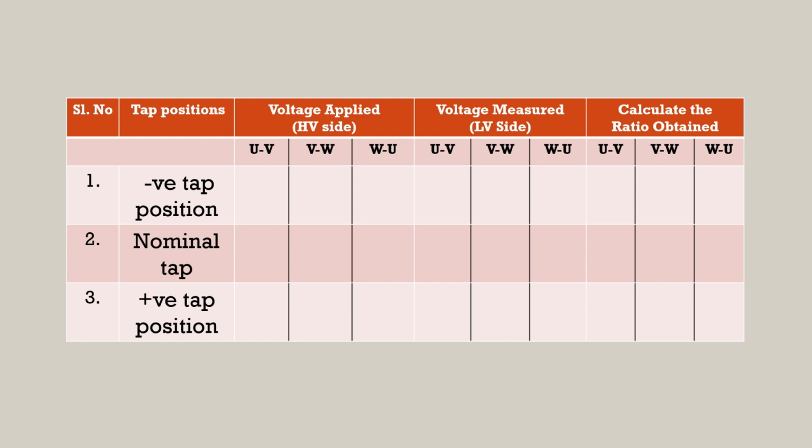The tap positions can be negative, meaning minus 2.5%, plus 5%, then the nominal tap, that is 0. Then the positive tap position indicates plus 2.5% and plus 5%, depending upon the number of taps available in that transformer. Then you have to calculate the ratio obtained, and if there is any mismatch between the calculated value and the measured value, then there would be a problem with the turns ratio.